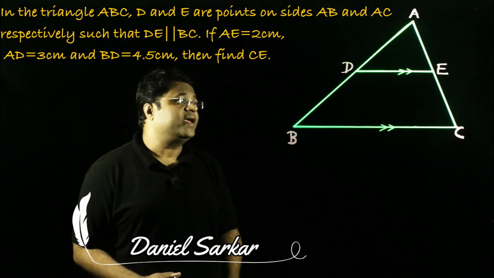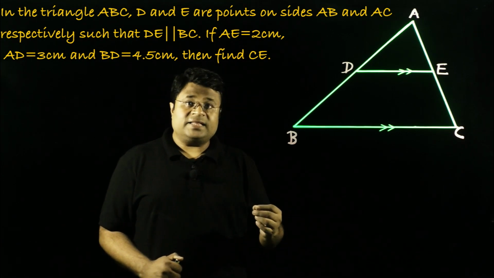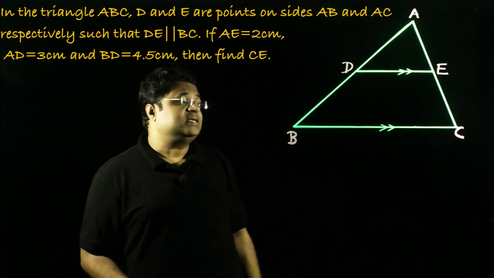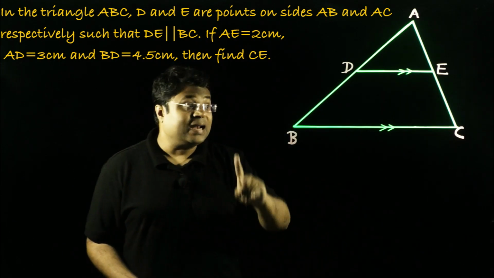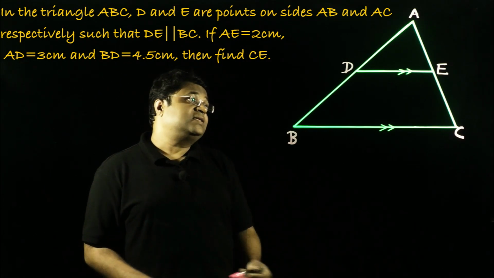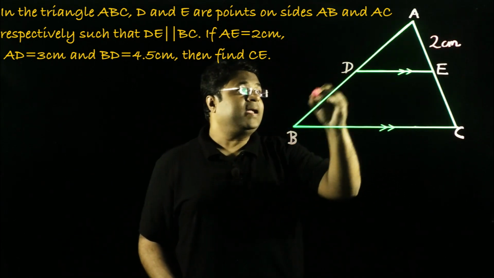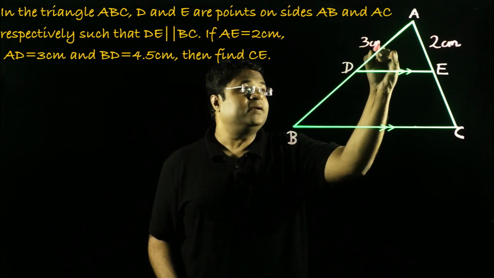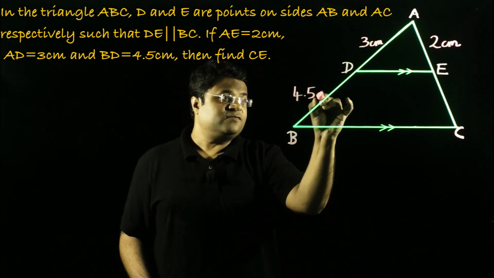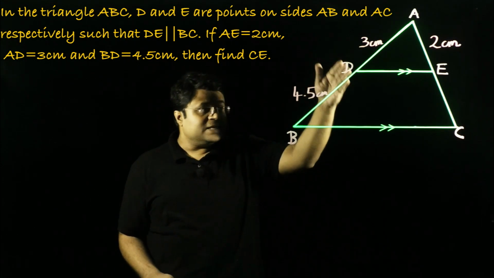So the figure is very clear. Just have a look. Now, here they say that there is a triangle ABC. D and E are points on AB and AC such that DE is parallel to BC. Fine. Now, they have mentioned the sides. They said AE is 2 centimeter, AD is 3 centimeter, and DB is 4.5 centimeter. Okay. Now, they want us to find EC.